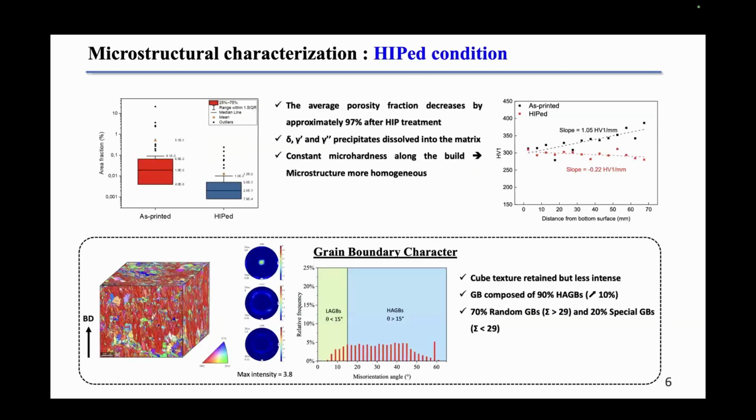Okay. After HIP treatment, now we have a very low porosity fraction, and the precipitates such as delta, gamma prime, and gamma double prime are dissolved into the matrix. So the material is more homogeneous, and this is confirmed by the constant hardness along the build. If we take a look at the grain boundaries, we still have the same fraction, but we do observe a slight increase in special grain boundaries fraction.